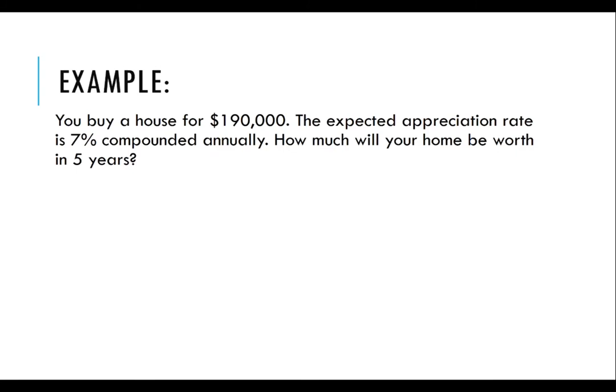You buy a house for $190,000. The expected appreciation rate is 7% compounded annually. How much will your home be worth in 5 years? So we want to know what its value is. Well, appreciation just means that it's going to grow in worth, and so we have a rate of 7%. We have a principal of $190,000, and we have compounded annually, so n is 1. We also have that t is equal to 5.